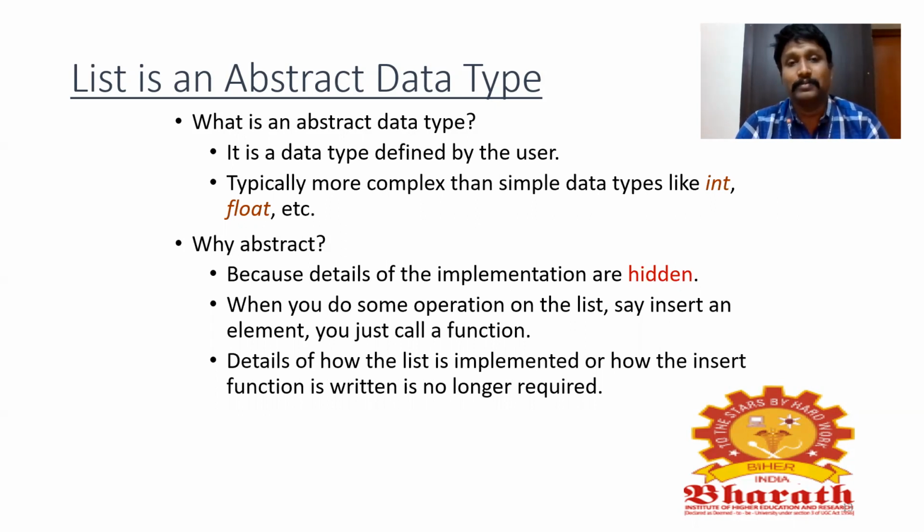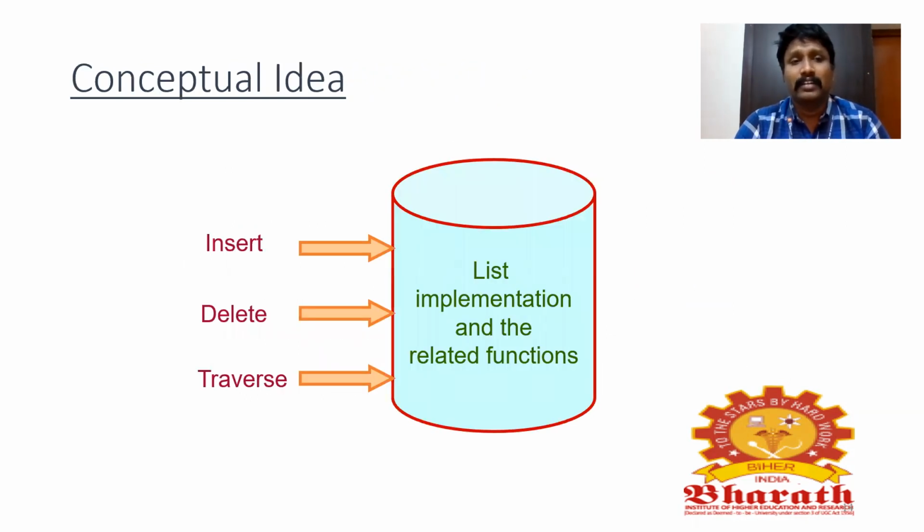That is the use of the abstract data type in a linked list. That's the reason why abstract data type is used in a linked list. That's what this heading says: list as an abstract data type, how the abstract data type is done in a linked list. Okay, so conceptual data. What is this conceptual data? It is a list of implementations and related functions.